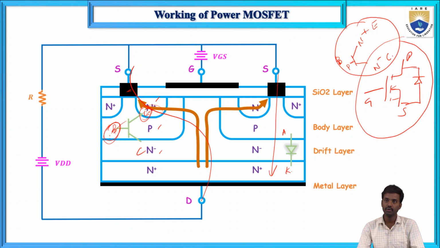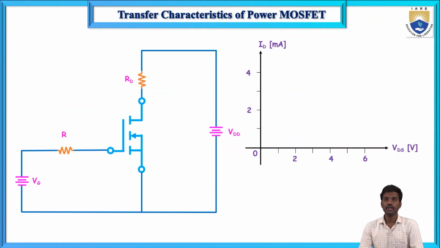Because of this reason it is a bidirectional device. Bidirectional devices are used in half bridge and full bridge converters. So now next, transfer characteristics. What are the transfer characteristics?